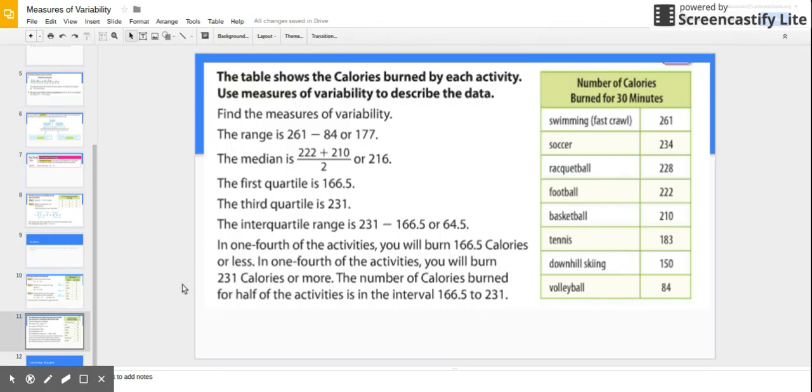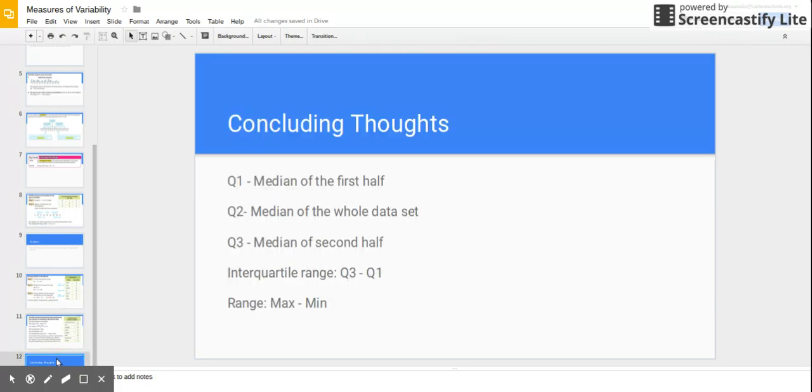In 1/4 of the activities, you will burn 166.5 calories or less. In 1/4 of the activities, you will burn 231 calories or more. The number of calories burned for half of the activities is in the interval 166.5 to 231.